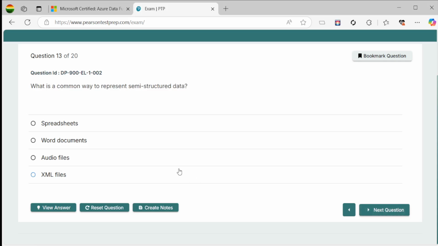What is a common way to represent semi-structured data? Spreadsheets, Word documents, audio files, or XML files.